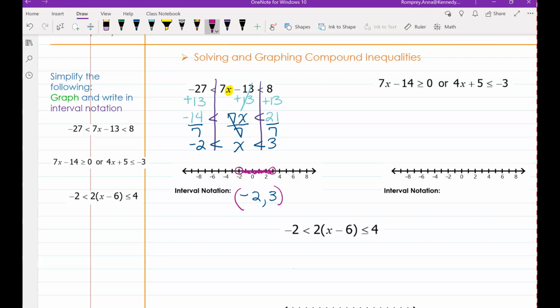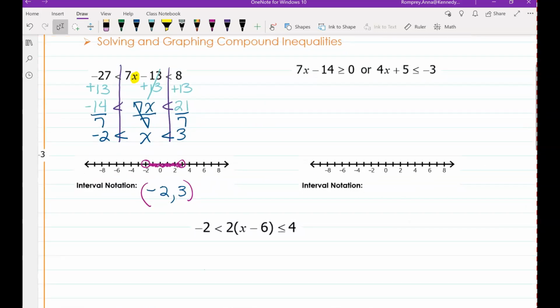All right, let's look at the next one. 7x minus 14 is greater than or equal to 0, or 4x plus 5 is less than or equal to negative 3. All right, so this is also a compound inequality. It just looks a little bit different because I'm saying I have this inequality or this inequality. So we're going to solve them individually.